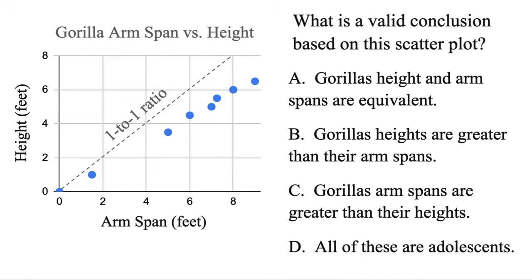In this video, we're going to go over 6 GED Science graphs. For the first one, we're given a scatter plot. What is a valid conclusion based on the scatter plot?